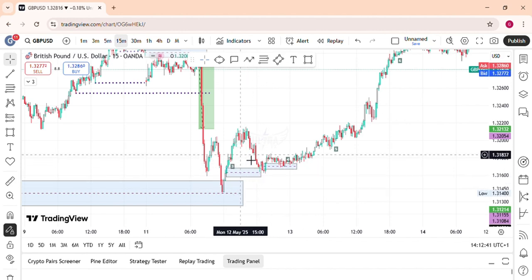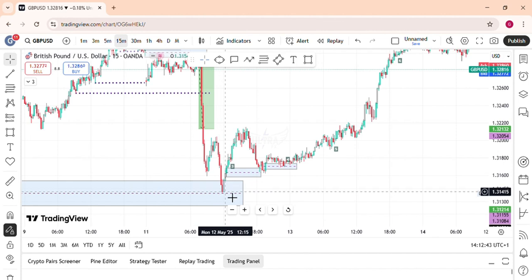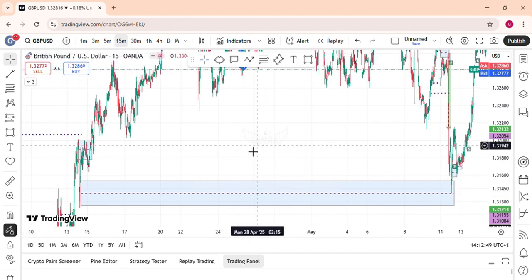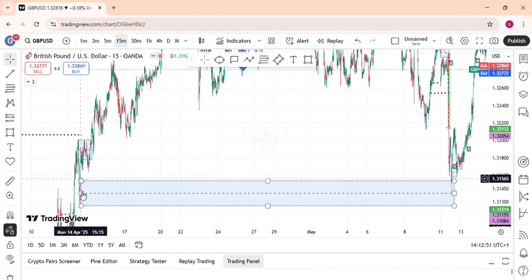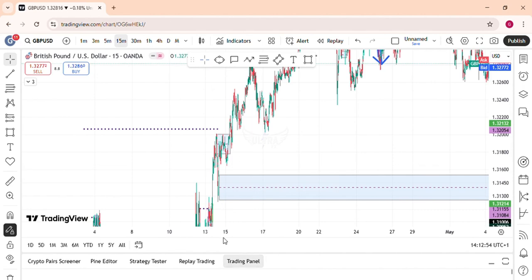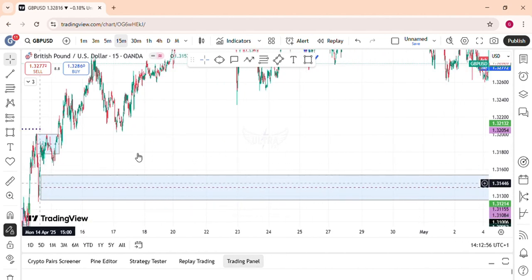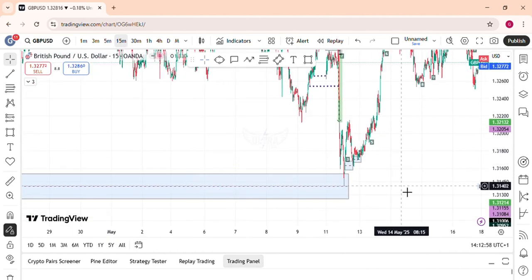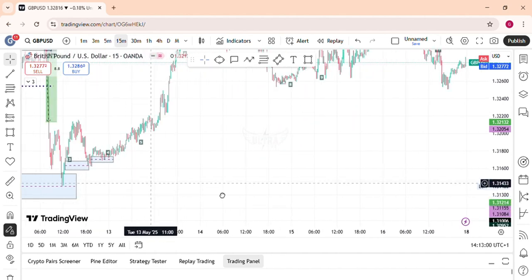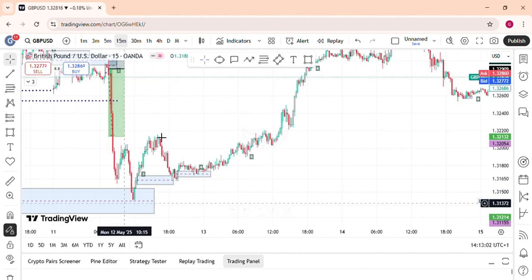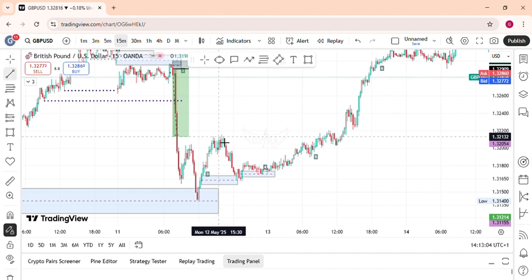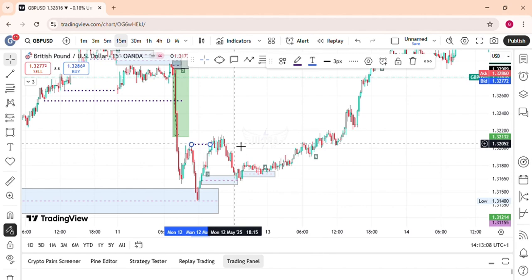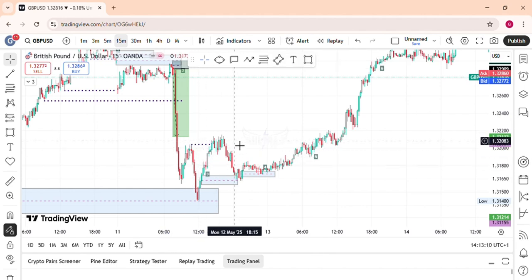So you can see on our 15-minute time frame, we have a tap into a fair value gap here. Let's check where this fair value gap is. Now you can see this fair value gap here. There's a fair value gap right here. So price tapped into this fair value gap. The next thing is a break of market structure right here. You can see how price closed above this high here.